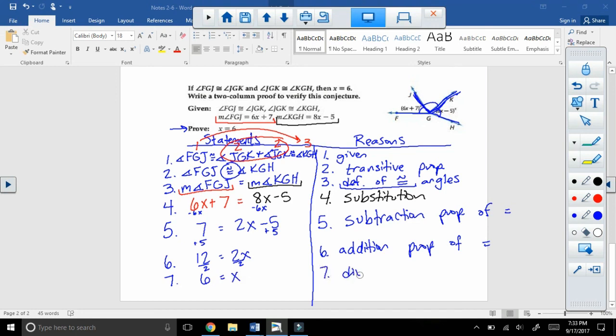This is the division property of equality. And last but not least, I want to make sure I'm proving that x equals 6, so I'm just going to use the symmetric property to flip-flop the order of those things. I hope this helps, and I look forward to answering your questions.